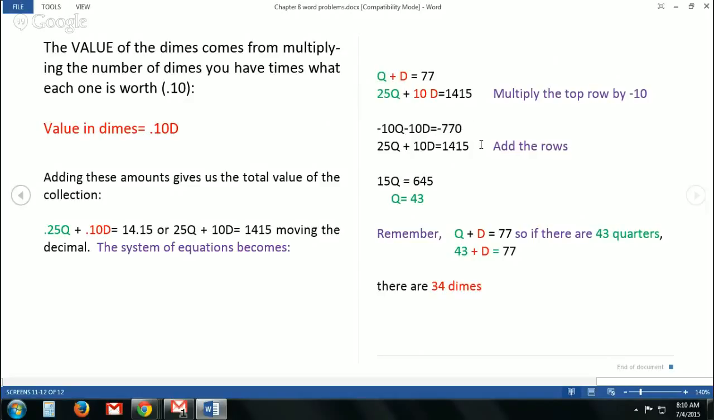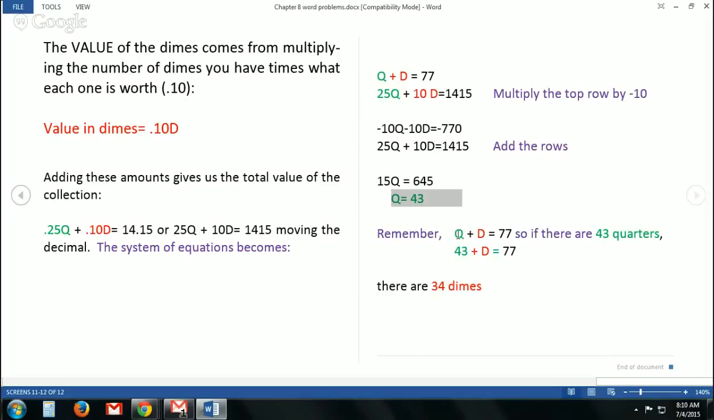Let's add the rows together. 25Q minus 10Q gives me 15Q. The D's are going to add out like we expected them to, and 1415 minus 770 ends up being 645. If you take 645 and you divide by 15, that'll tell us that the number of quarters was 43.